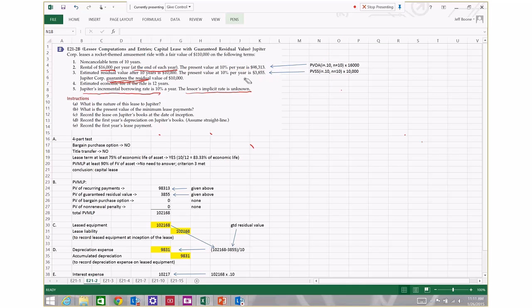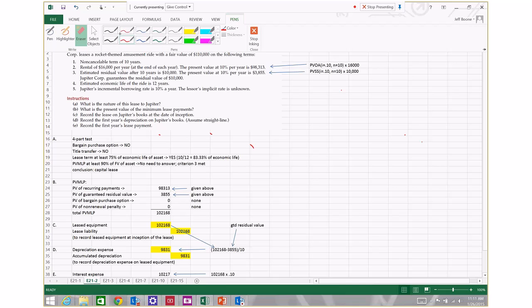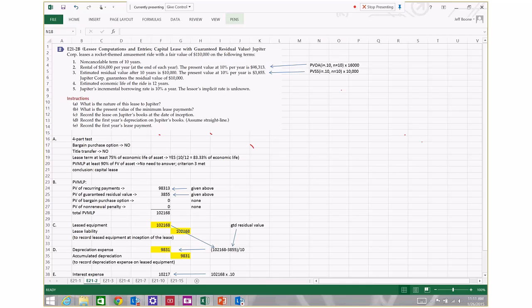Okay, so those are pretty much the basic facts. The only other basic fact that we haven't talked about is the economic life of the asset. The economic life of this leased asset is 12 years. The lease term is 10 years. Okay, so the first part of the problem, part A, asks us to determine the nature of this lease to Jupiter. That is, let's determine whether or not this lease is a capital lease or an operating lease.